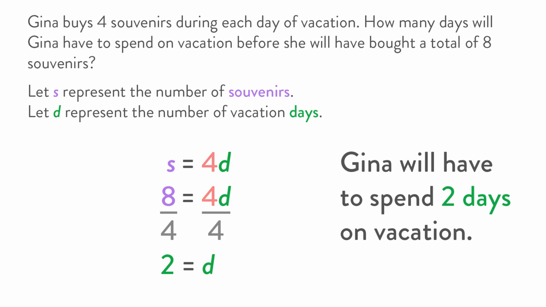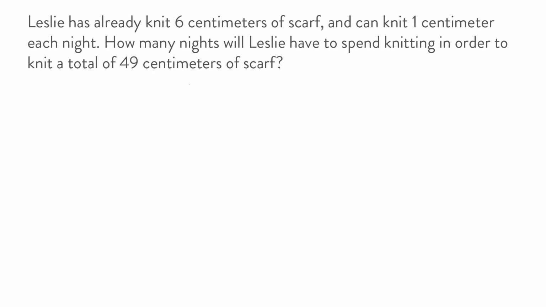How about this one? Leslie has already knit 6 centimeters of scarf and can knit 1 centimeter each night. How many nights will Leslie have to spend knitting in order to knit a total of 49 centimeters of scarf? Well, let's first write an equation that shows the relationship between the number of nights spent knitting and the total length of scarf knit. Then solve.